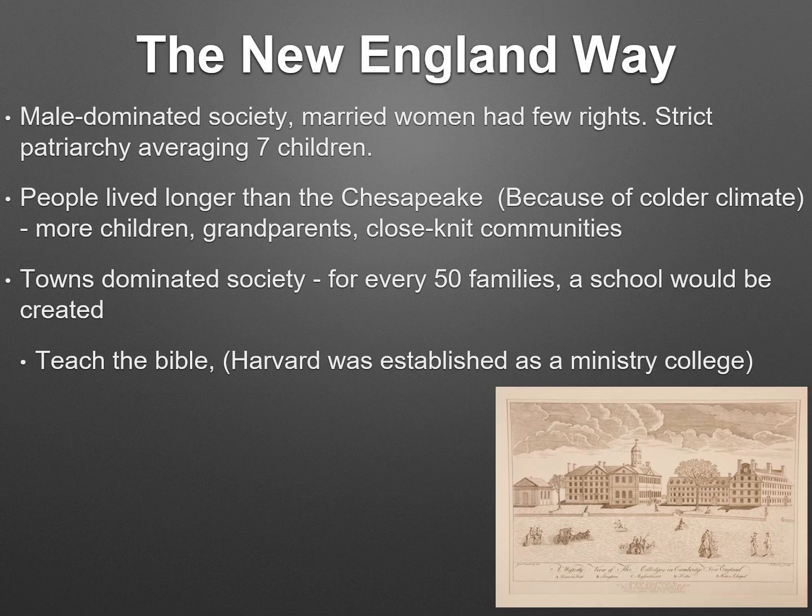Towns dominate the society. They ensured that schools were built accordingly. For every 50 families that were part of a town, a school was made. Now that school might be a primary school where children are learning how to read and write and count on their fingers, and then it might be ministries and colleges like Harvard, for example.